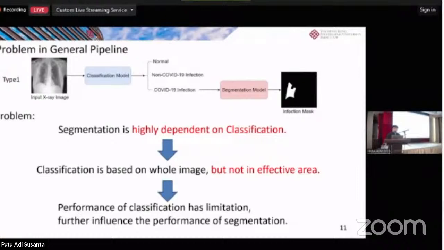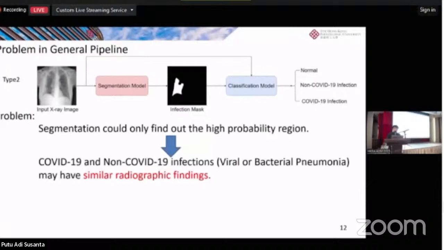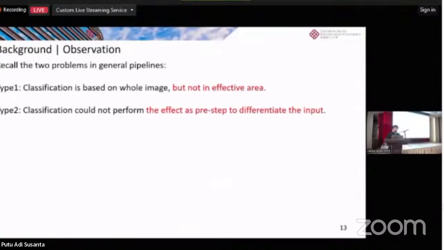And for pipeline two, which applies the segmentation first, the segmentation can only find the high probability regions, which we call infection-like regions. The problem is that COVID-19 and non-COVID-19 infections, like viral or bacterial pneumonia, may also have similar radiographic findings. Therefore, the classification cannot act as the precept to differentiate the inputs, and the classification step has less meaning. So we identify two problems of current pipelines: the classification is not applied in the effective area, and the classification cannot perform as the precept to differentiate the input first.